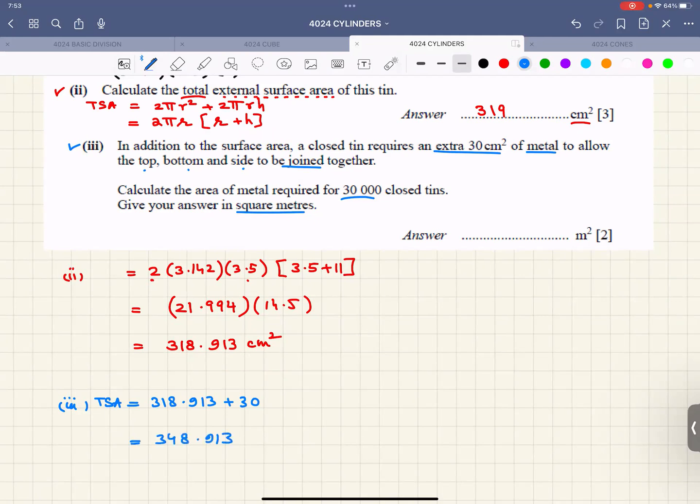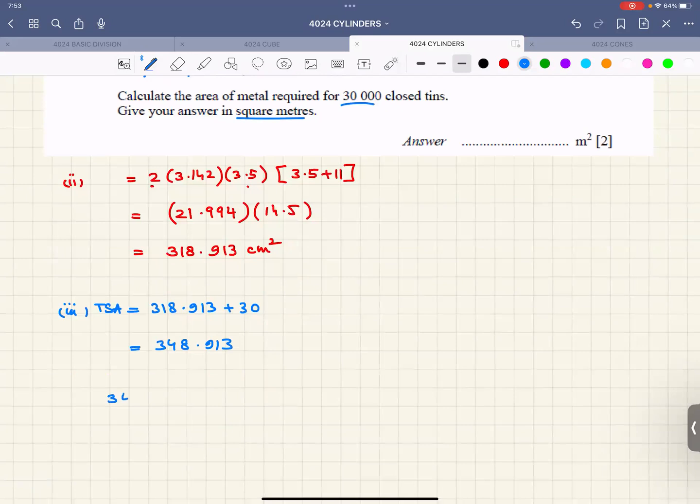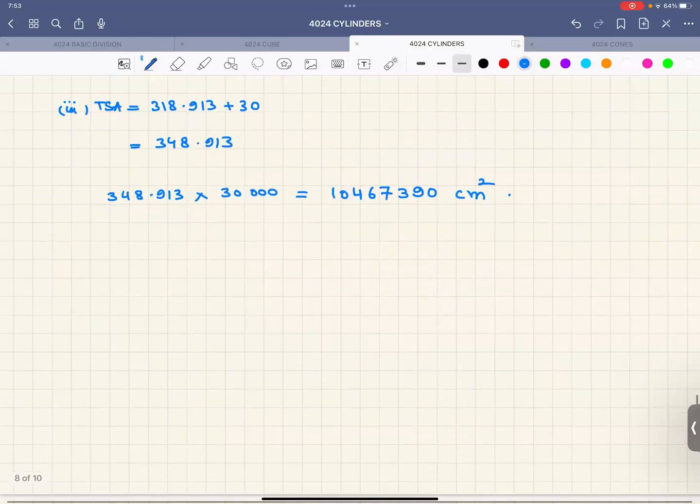So 318.913 plus 30 is 348.913. Now take this 348.913 and multiply it with 30,000. This comes out to be 10467390. This is centimeter square. We want the answer in square meters. Now let's play with the conversion.